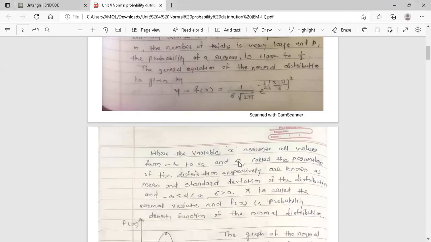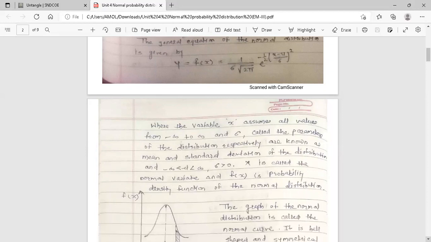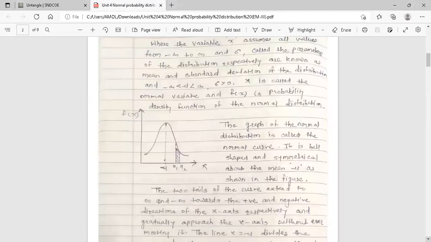The variable x assumes all values from minus infinity to infinity, and mu and sigma are called the parameters of the distribution. They are known as the mean and standard deviation of the distribution, where mu lies between minus infinity and infinity and sigma is greater than zero. X is called the normal variate, or normal variable, and f(x) is the probability density function of the normal distribution.